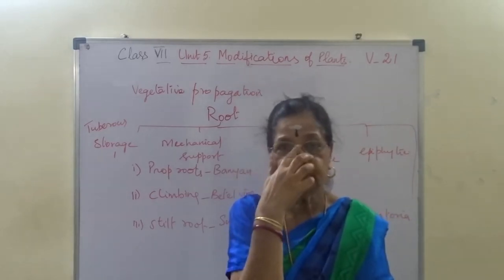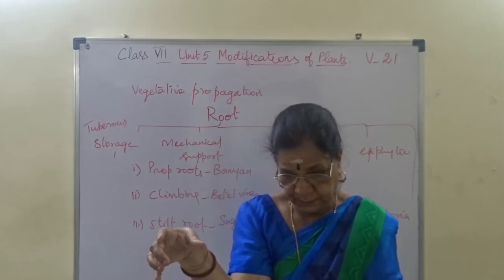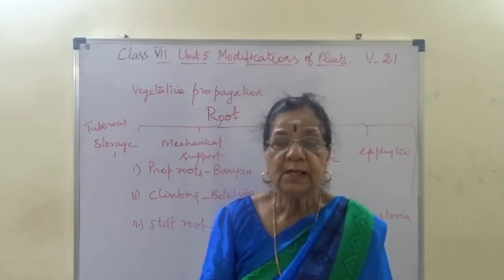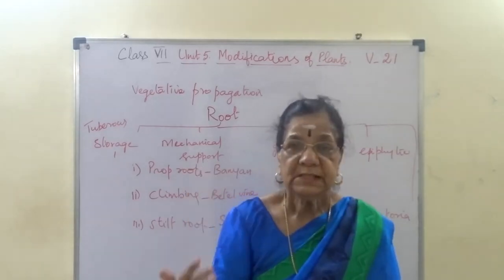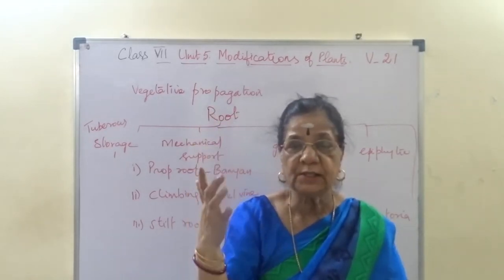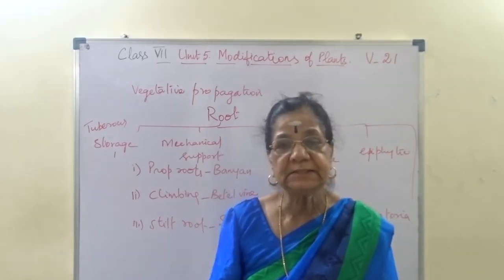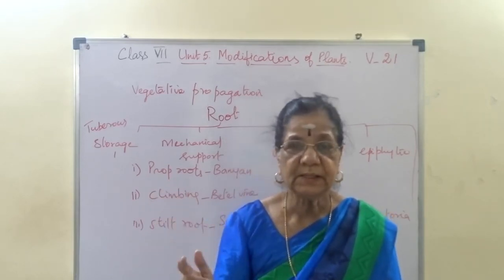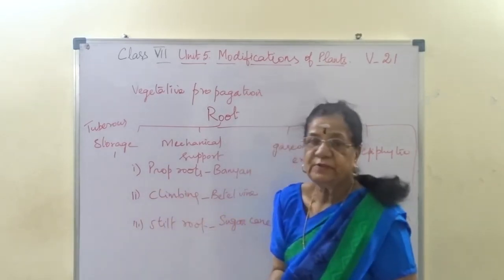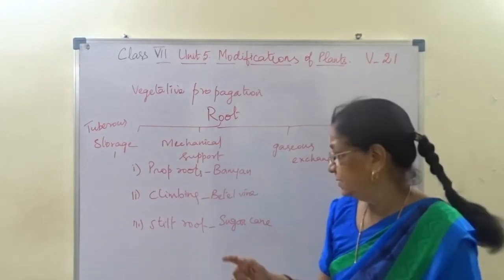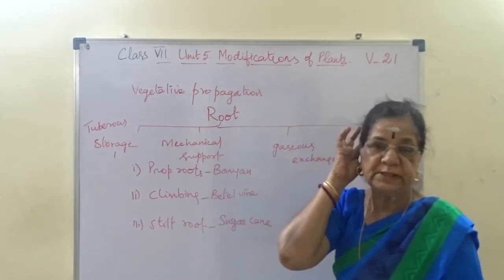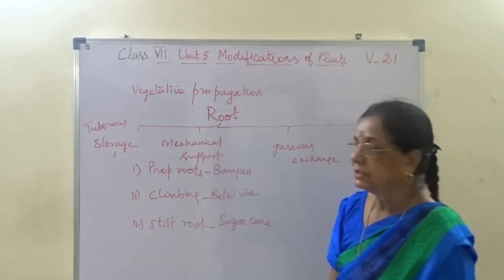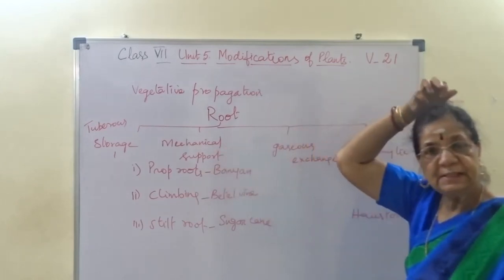Monocot plant, in this the root system is a fibrous root system, it will be spread on the ground. But still, as the stem is longer and stronger, it needs additional support. So, in sugar cane, stilt root will be developed. That is for the sugar cane stilt root. It gives additional support. I hope you understand. Okay. So, that is mechanical support.